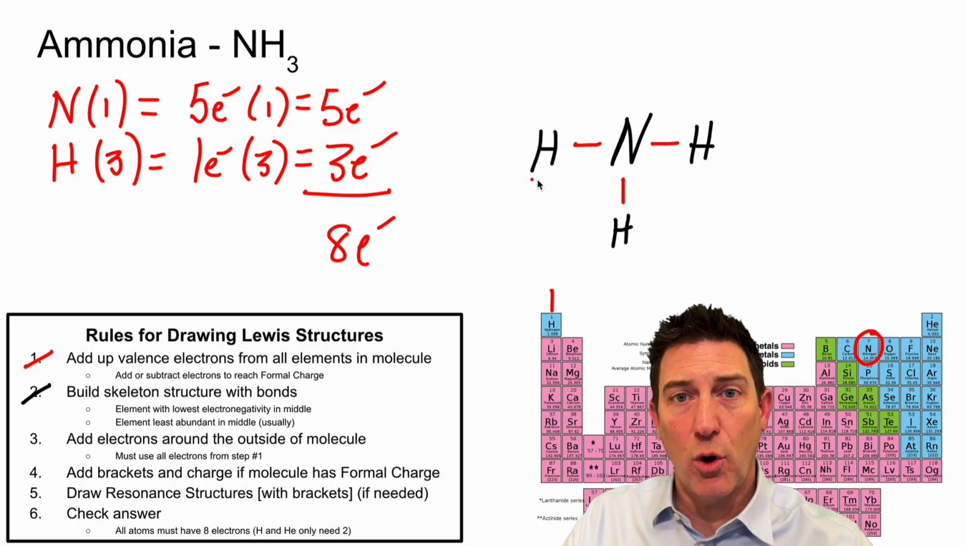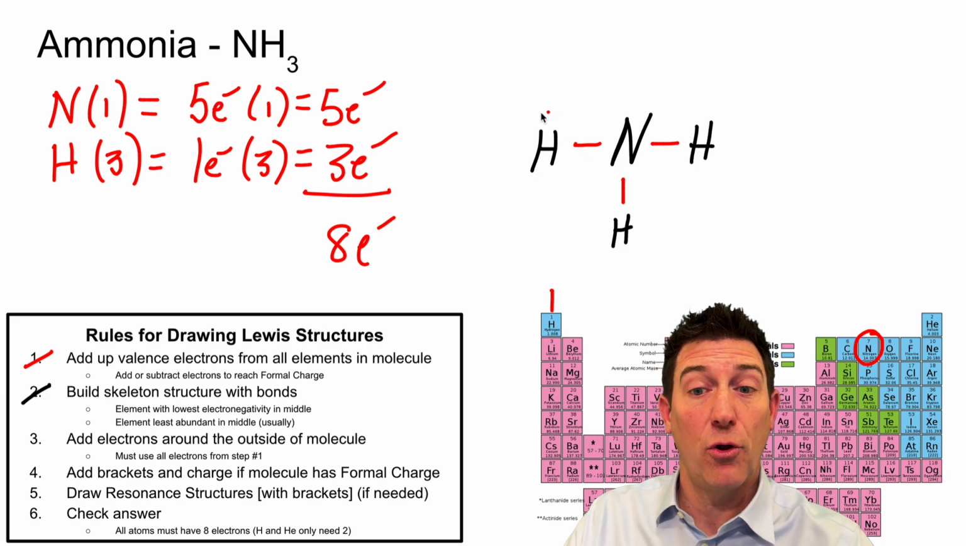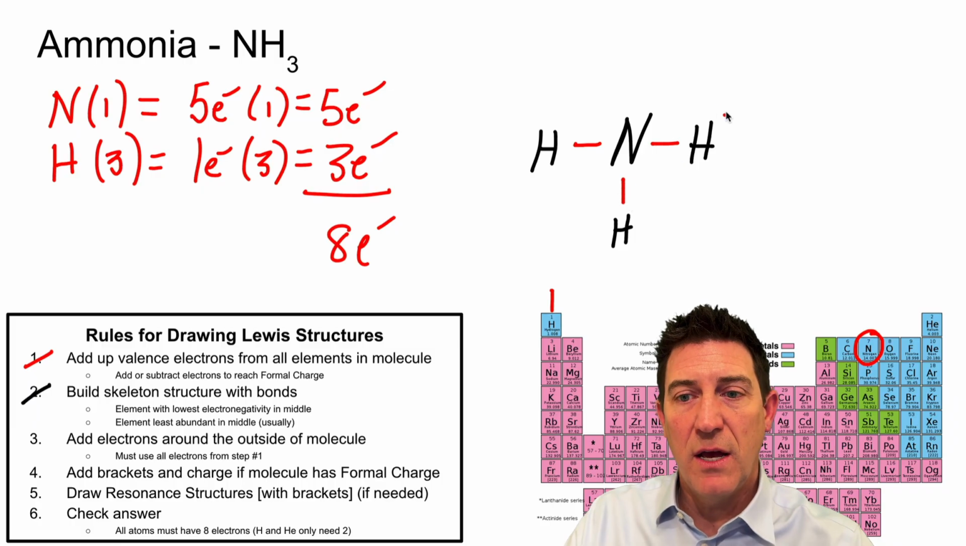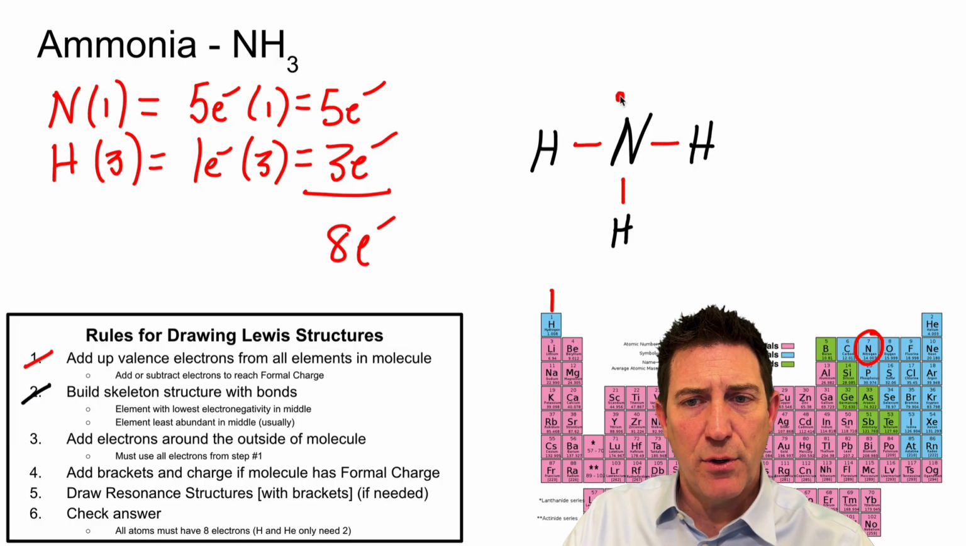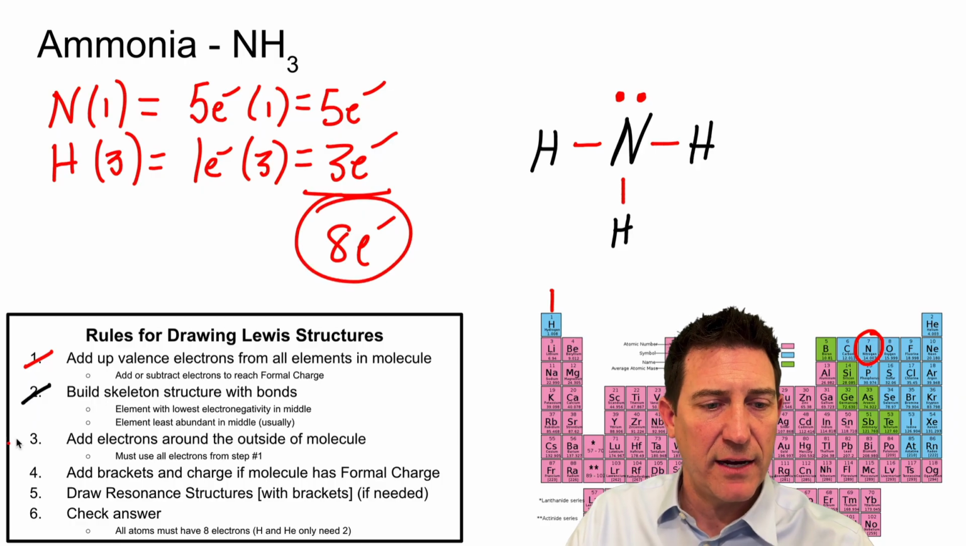I can't put any more on the hydrogen because it already has 2, and hydrogen is full when it has 2 valence electrons. Same with this one, it has 2. This one has 2. Now my nitrogen would like to have 8, right? Right now it has 2, 4, 6. So I must need to put those other 2 electrons here on the nitrogen to fill it up. I've used up all 8 electrons right there.